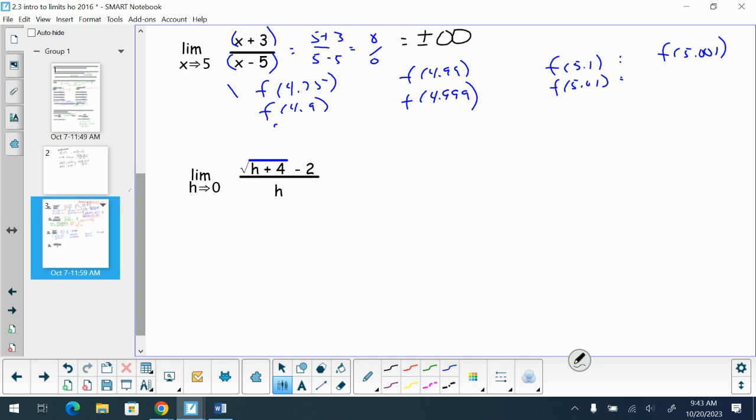Well, what if I put in 0? I get square root of 4 minus 2 over 0. And we have a problem again. Well, now I really can't factor. I get 0 over 0. So what other things do we have up our sleeve to be able to solve this? Well, we can solve this by looking at the idea of a conjugate.